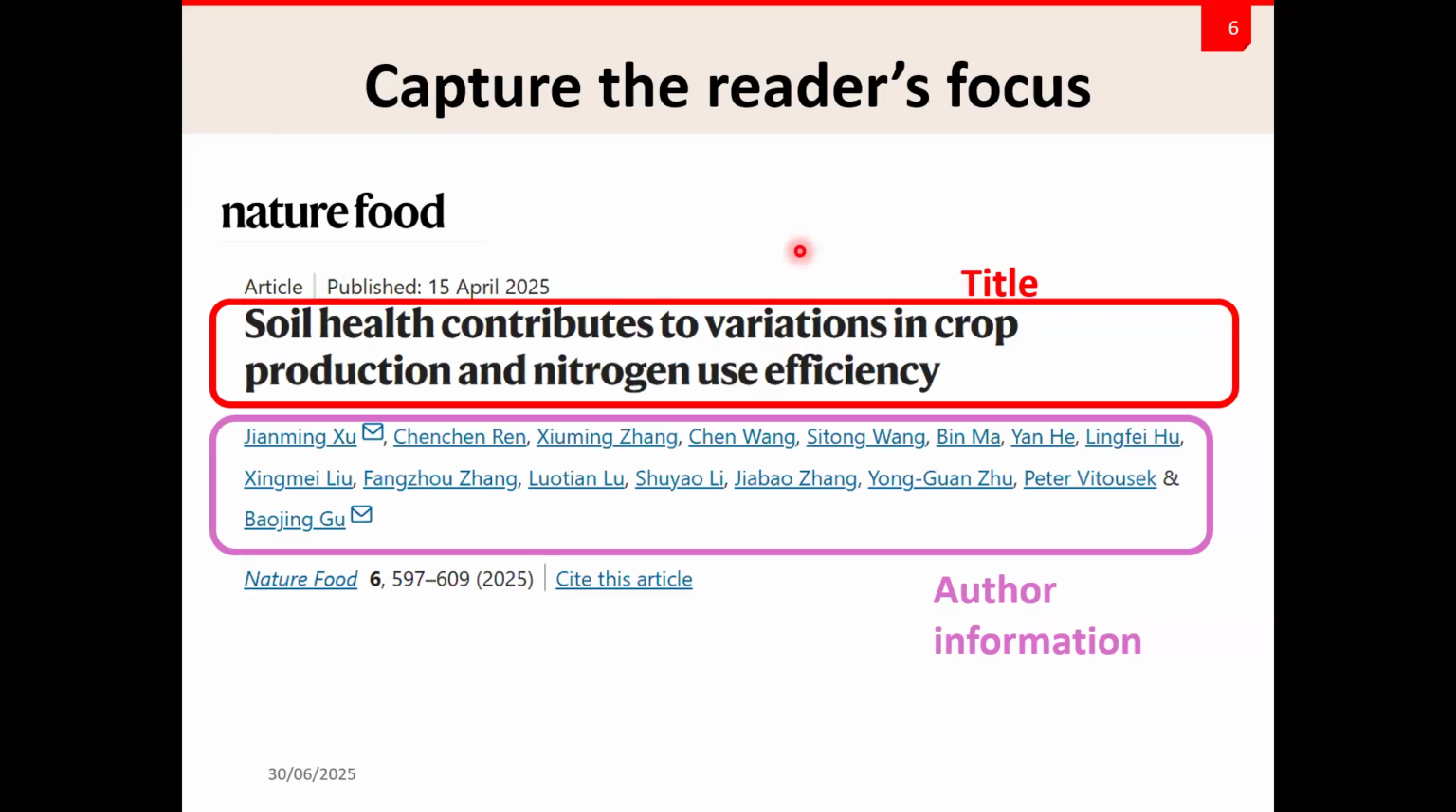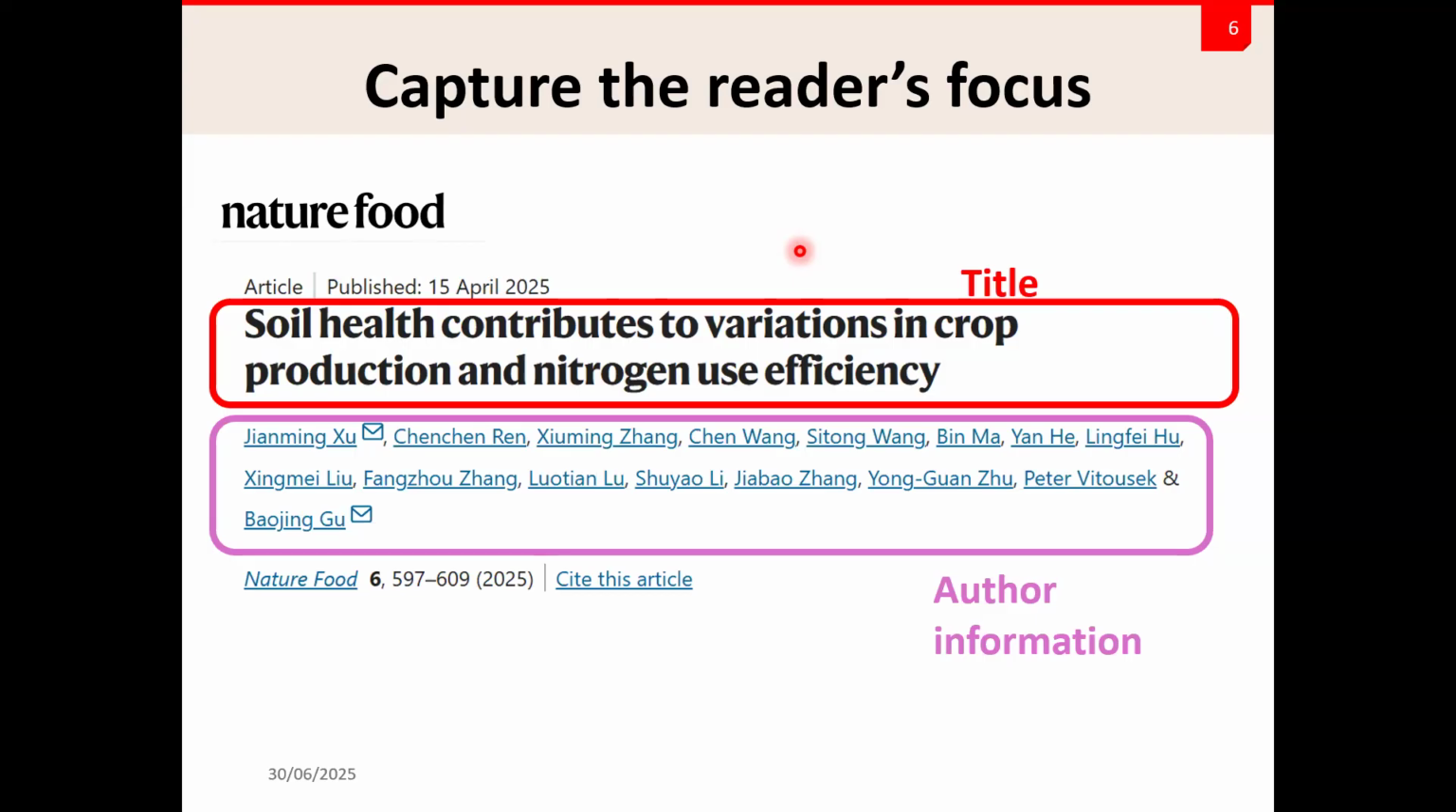And the title says, Soil Health Contributes to Variation in Crop Production and Nitrogen Use Efficiency. So when I think about writing a title, there are things that I usually consider.